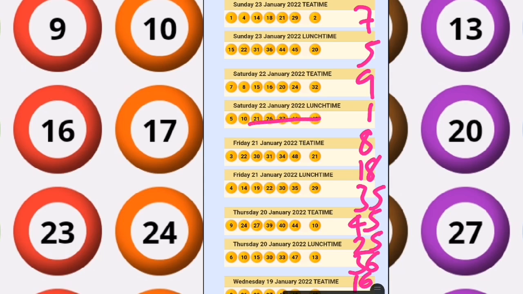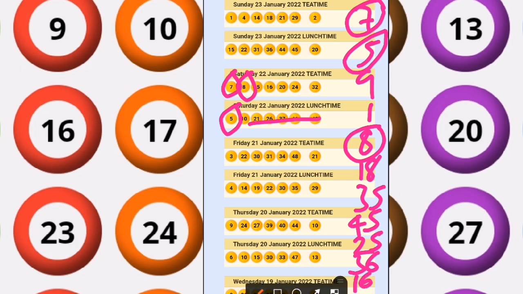did nothing on lunch time, it only produces 5, which we got 5 here from our code. But on tea time, we have 7 from the code, and here is 7. We have 8 from the code that we broke out, and here is 8. And we also have 16, and here is 16. So 3 numbers from our bankers and also 3 numbers from our code.